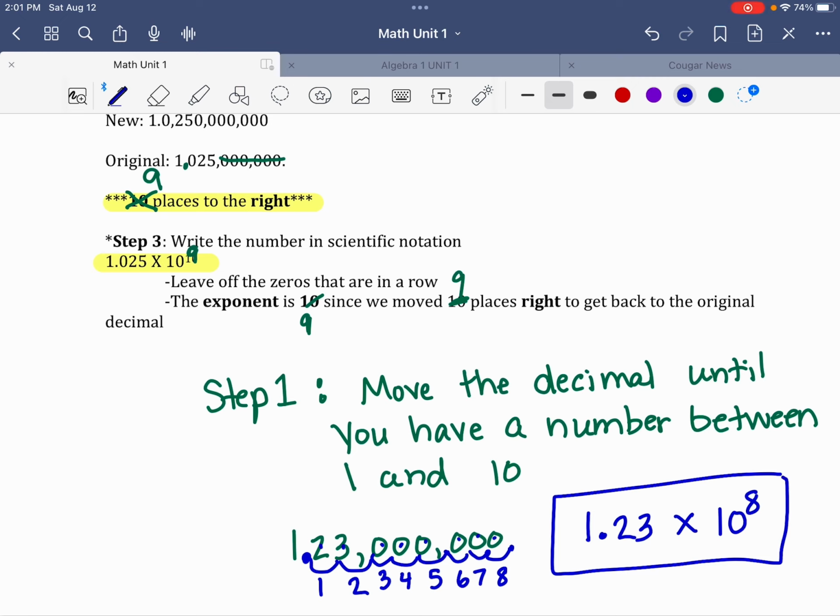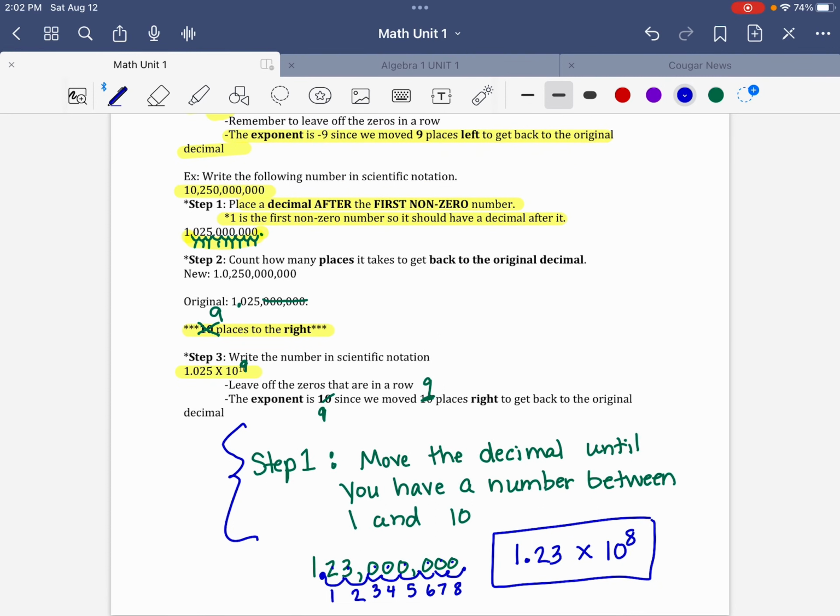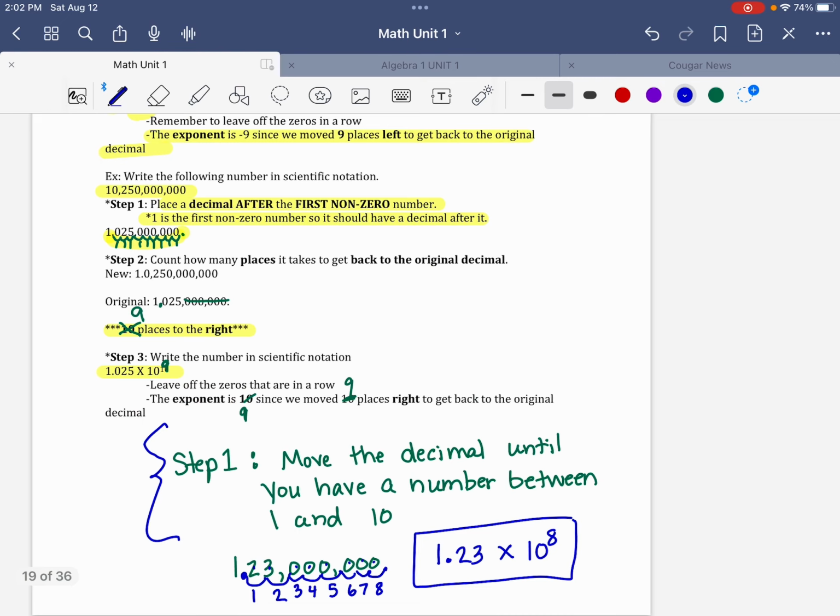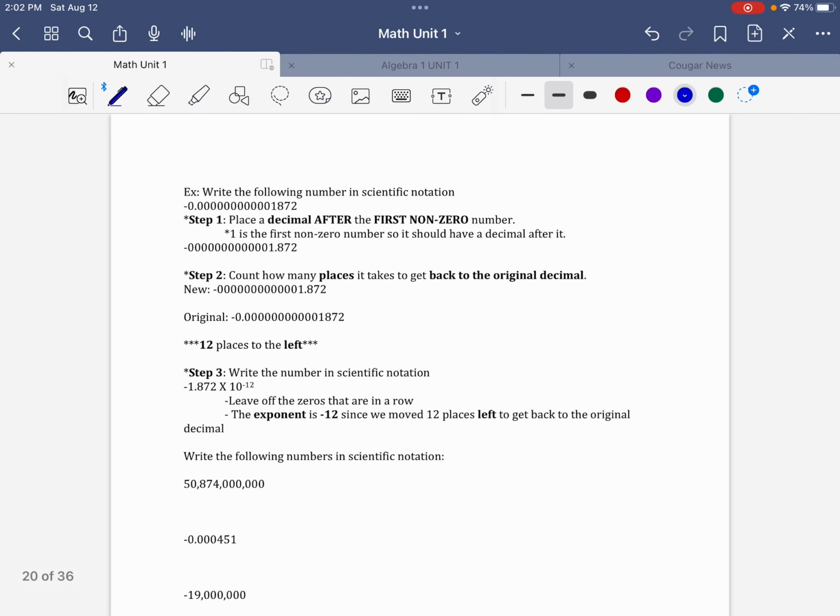So these directions tell you to make the first non-zero number. I personally prefer to say to move the decimal until you have a number between 1 and 10, because that makes more sense to me. But both ways of saying it are correct. So whatever makes more sense to you is, of course, fine with me. All right, let's do some more examples.